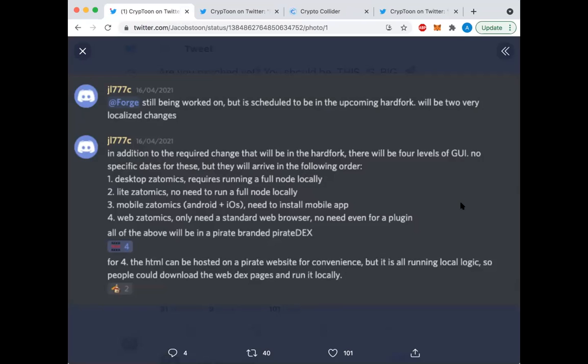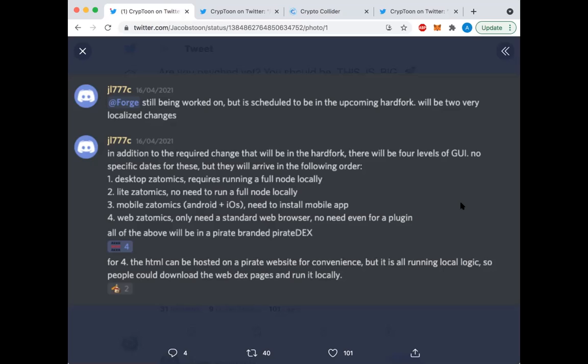1, desktop zatomics requires running a full node locally. These are atomic swaps with a ZK-SNARKs compatible chain like Pirate Chain. Number 2, light zatomics. No need to run a full node locally. Number 3, mobile zatomics, for Android and iOS, you need to install a mobile app. And then 4 is web-based zatomics. You only need a standard web browser, no need even for a plugin. This is huge, but it's not a tomorrow thing.